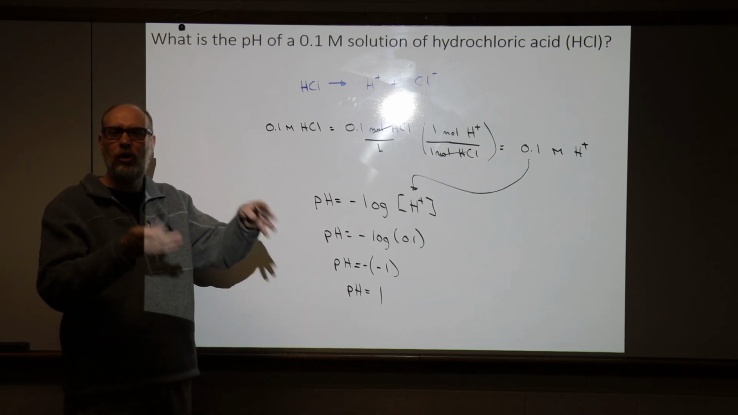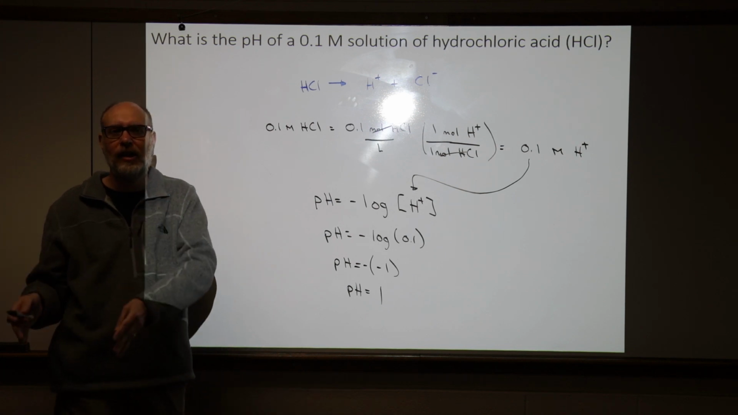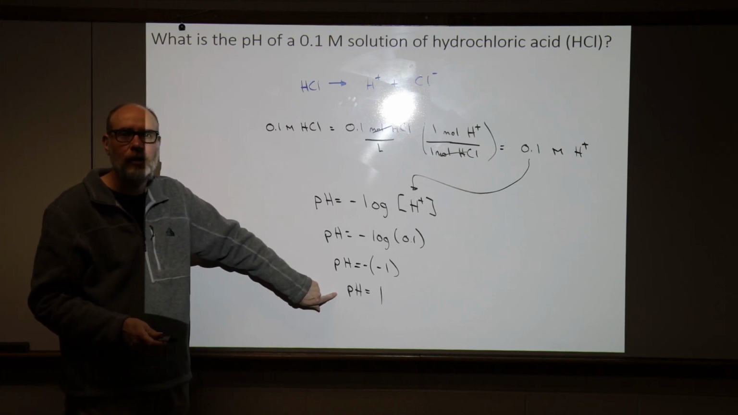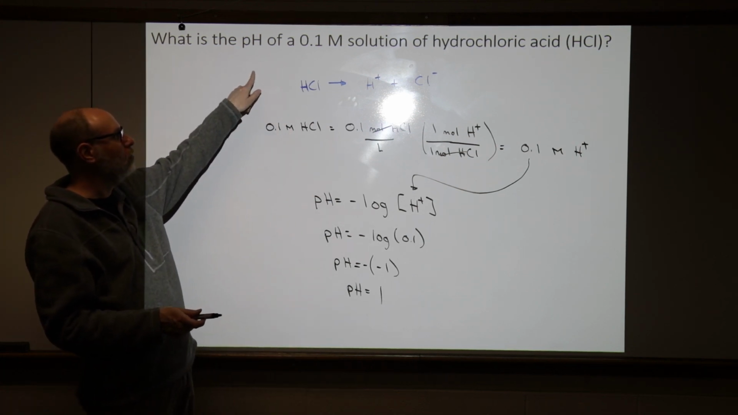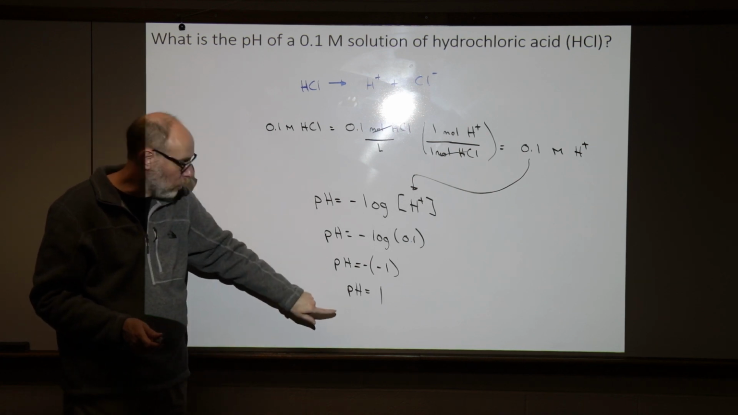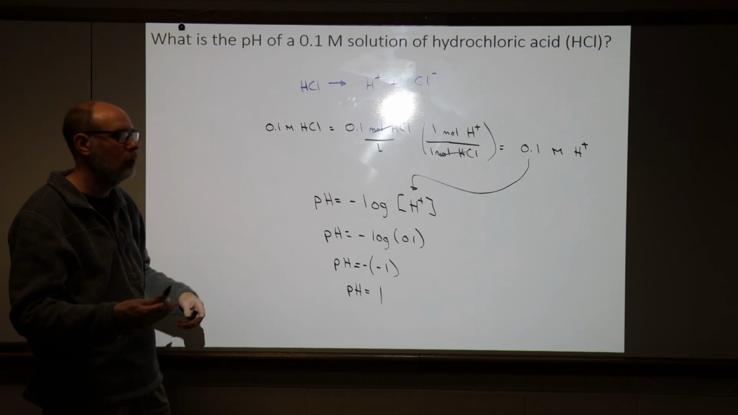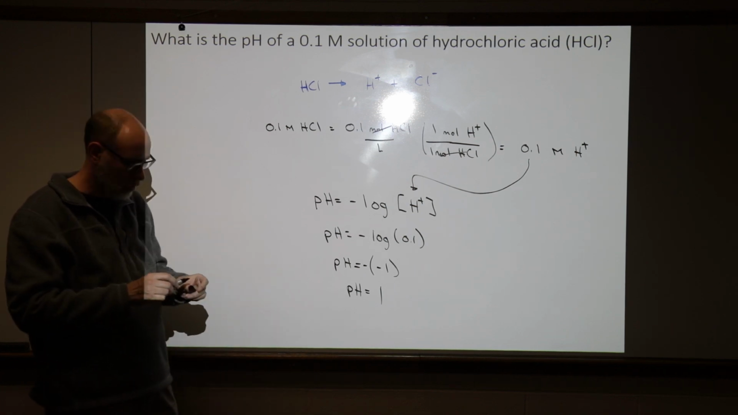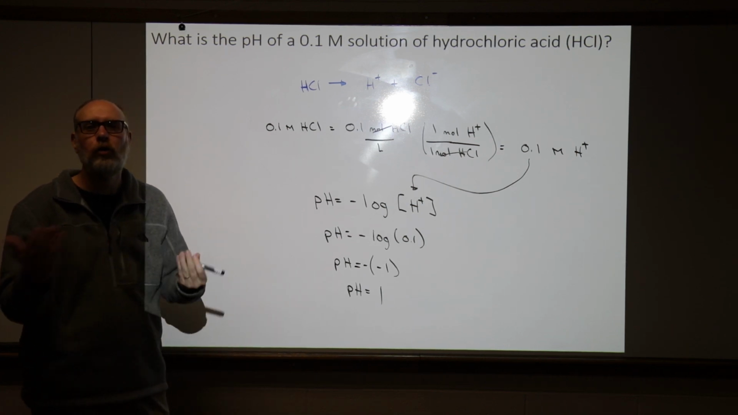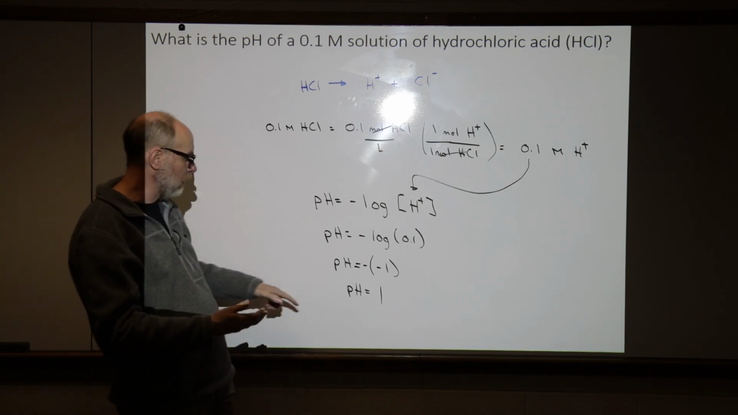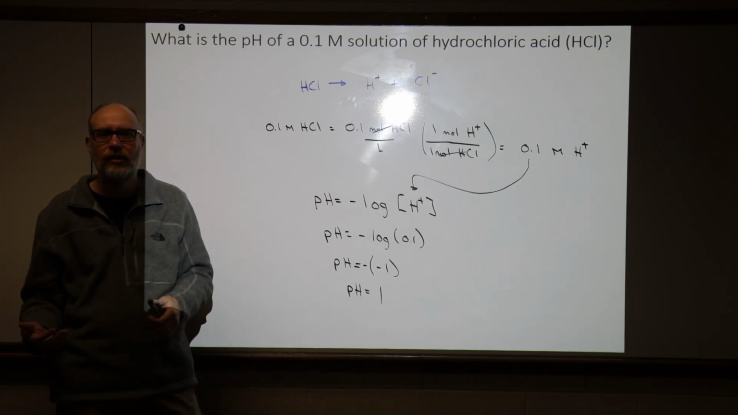Solutions that have a pH below 7, we refer to those as acidic. This is highly acidic. Would we expect a strong acid solution to be highly acidic? We would. A pH of 1 makes sense. It fits with what we think it should be. And so if you were doing the problem on your own, you could have a high degree of confidence in saying, okay, I did something right here.